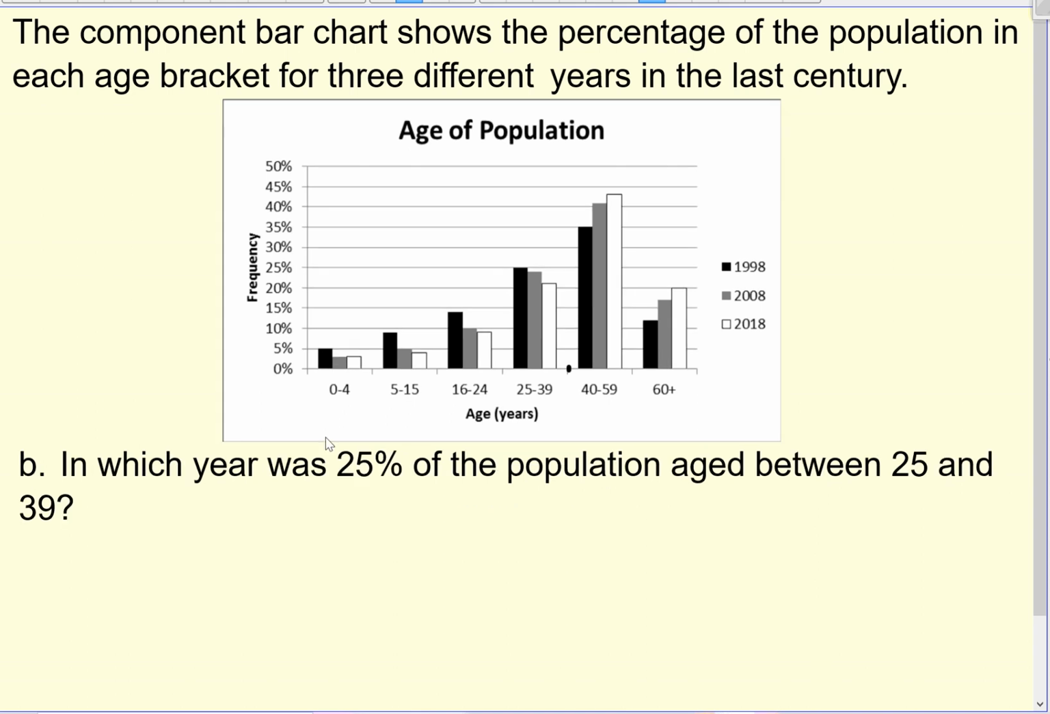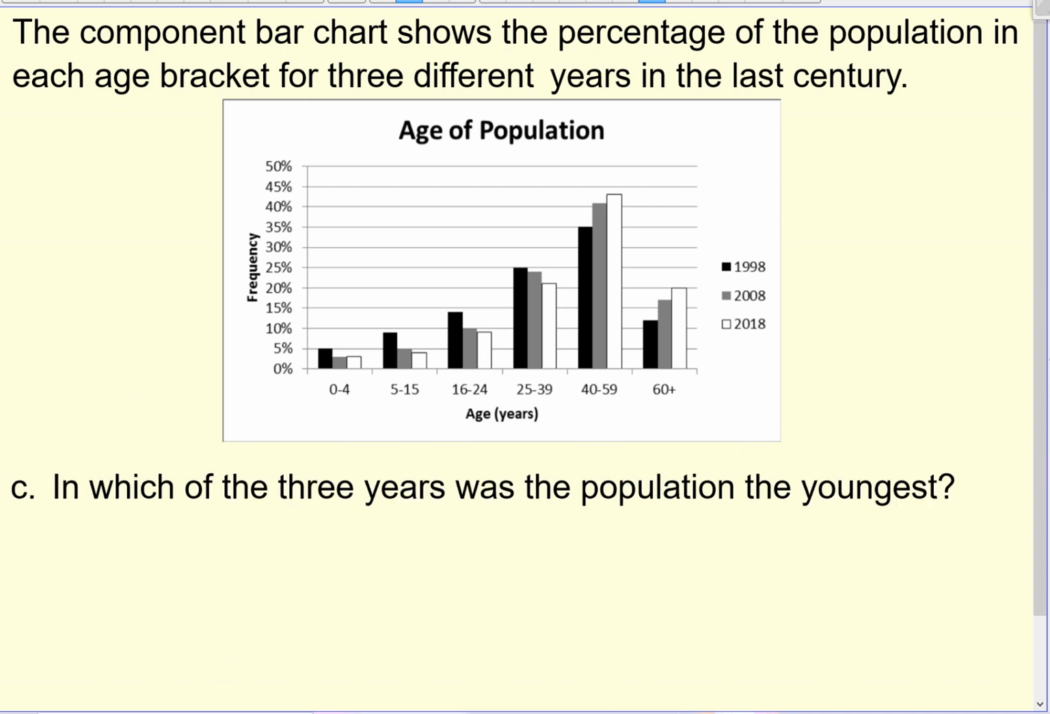The next question, question B, in which year was 25% of the population aged between 25 and 39? So I'm looking for 25% of the population going along. And again, it's the darkest color bar, which is 1998, age 25 to 39. Final question for this bar chart. In which of the 3 years was the population the youngest?